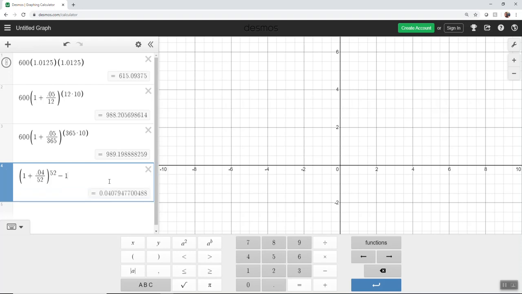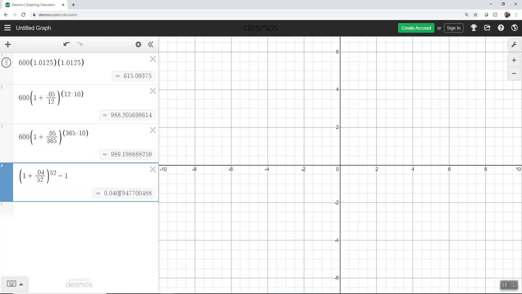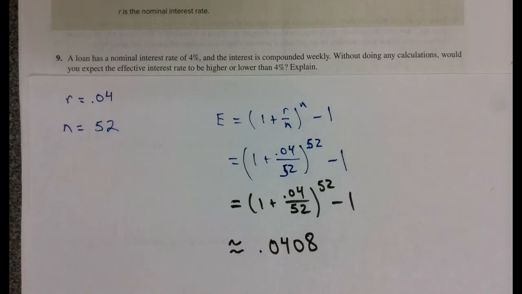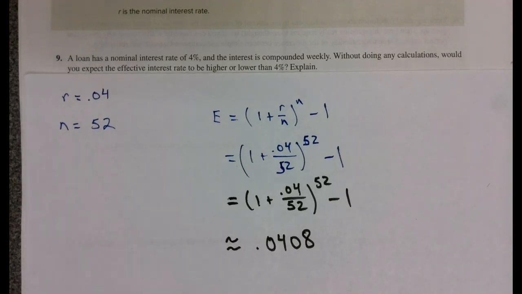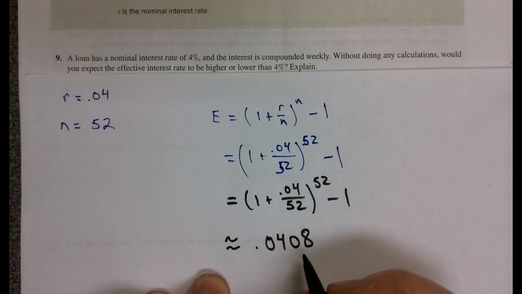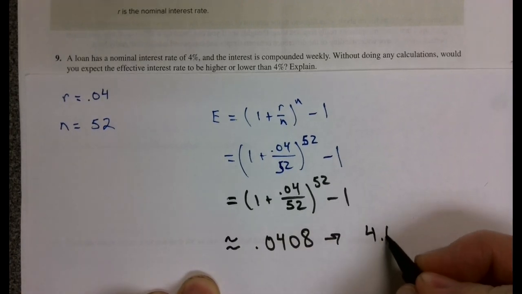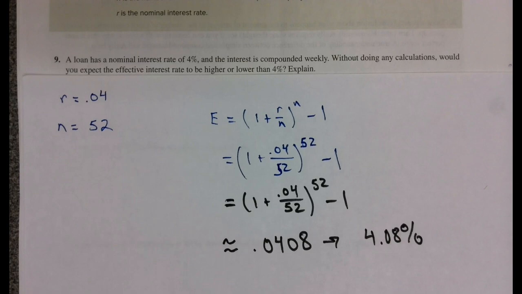Now, I'm going to keep several decimals here. I guess I'll round to 4 decimal places. In other words, I'm going to round to this 4, that 7 right there. Since the 9 after the 7 is larger than 5, I'm going to add 1 to 7, and I would round this to 0.0408. When you're working with these effective interest rates, you need to make sure you include a bunch of decimal places in order to see the difference. Now, as a percentage, this is 4.08%.